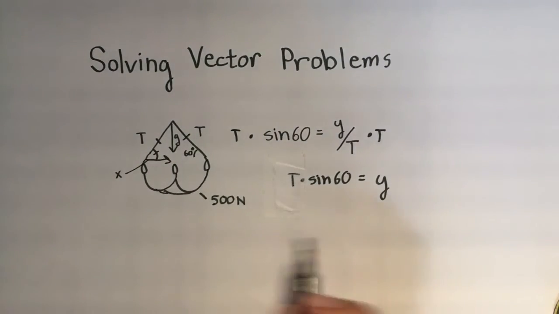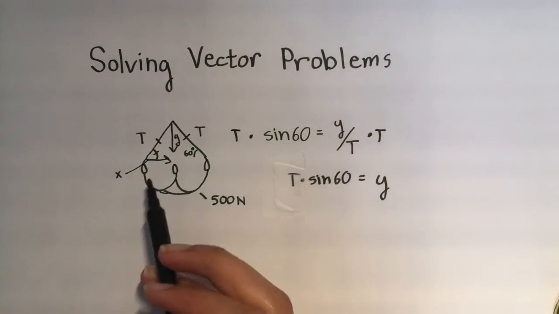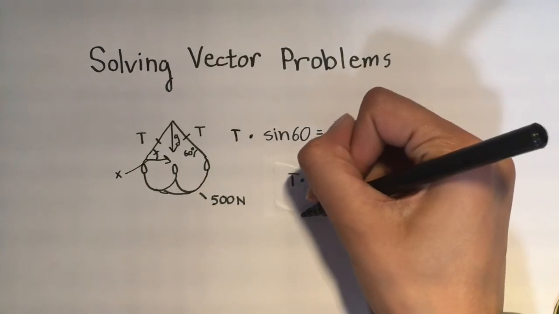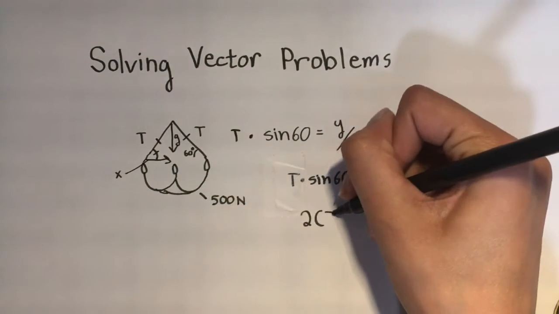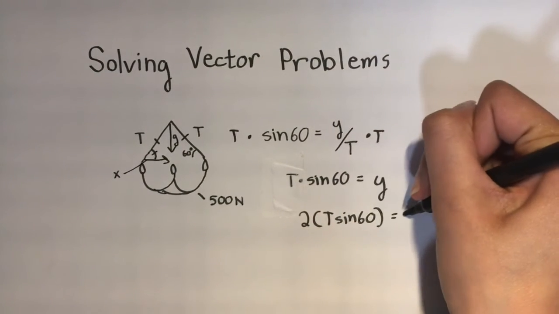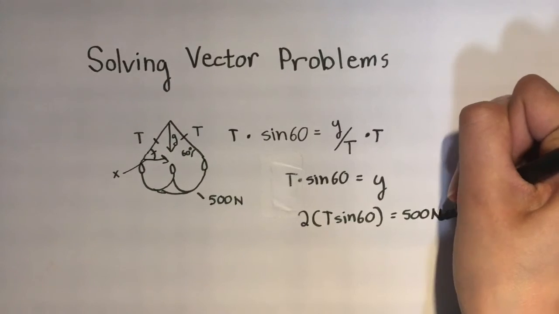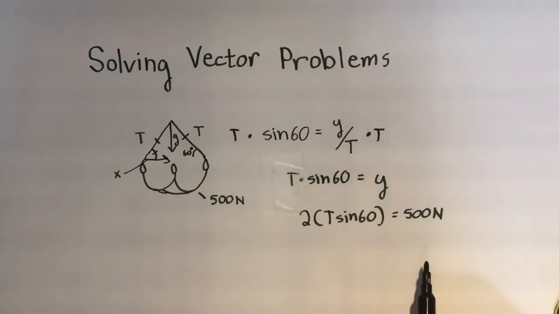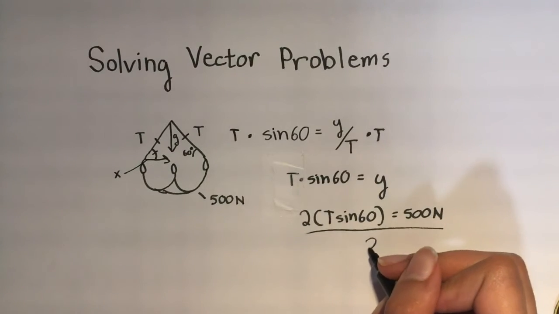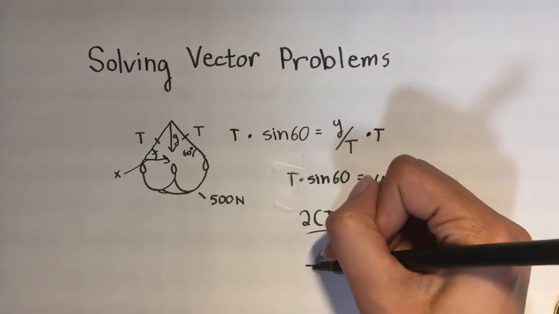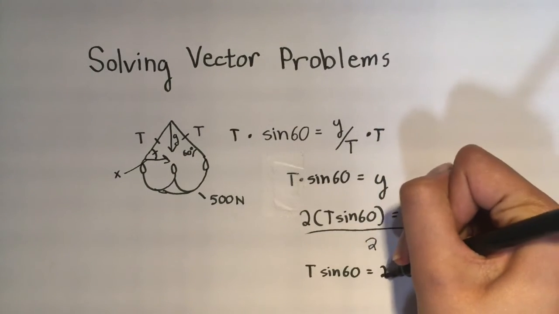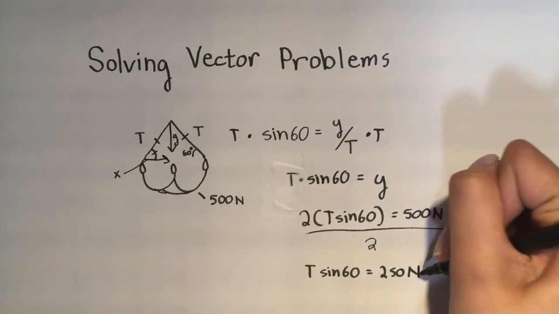Now, since both wires share a y component, we can go straight to 2 times T sine 60 is equal to 500 newtons, since that's the total weight force. Now, we can divide both sides by 2 to cancel that out, and we get T times sine 60 is equal to 250 newtons.